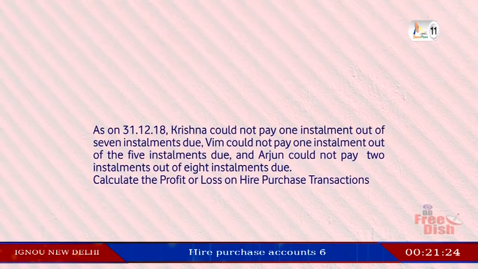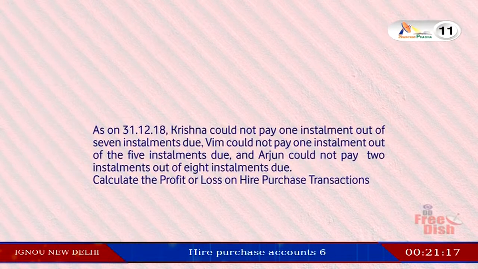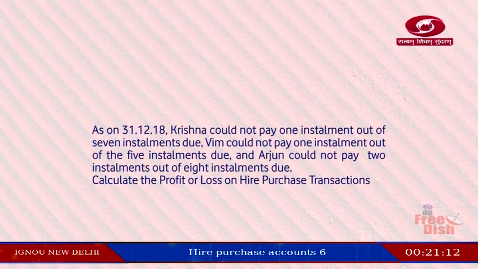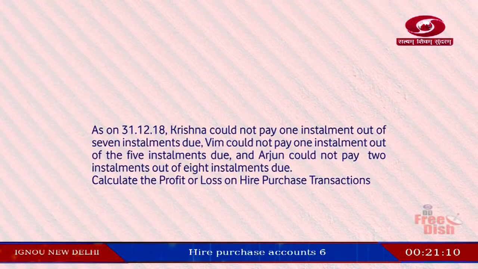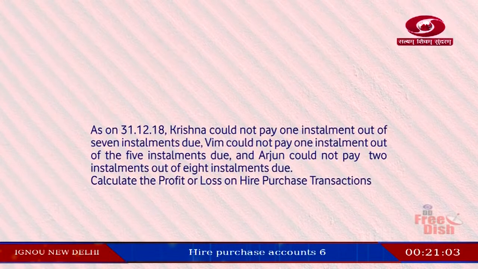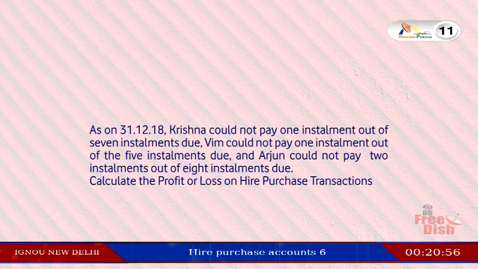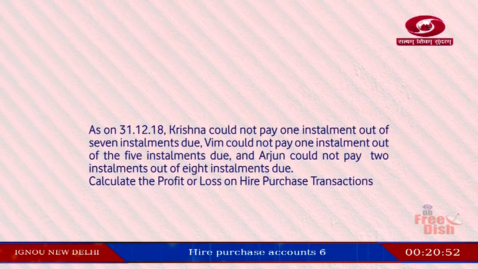As on 31st December 2018, Krishna could not pay one installment out of 7 installments due. So out of 7 installments, he could not make one installment. It means he made the payment of 6 installments of rupees 250 each. Yes, for Krishna it was 250 each. So that way he paid 1,500 rupees.